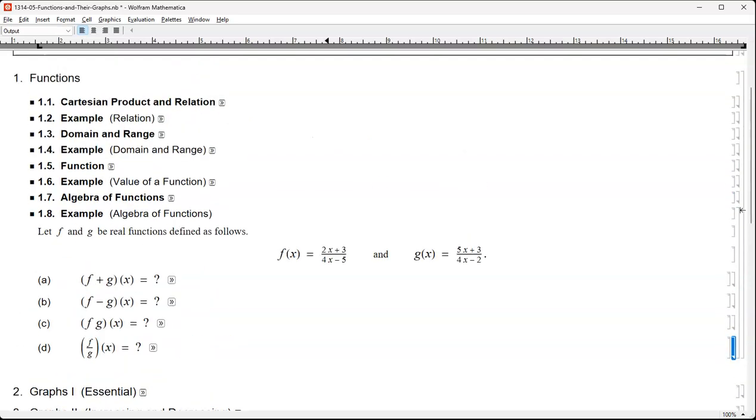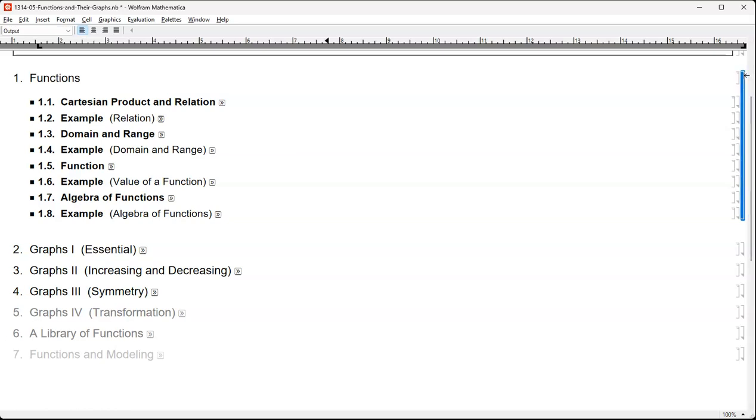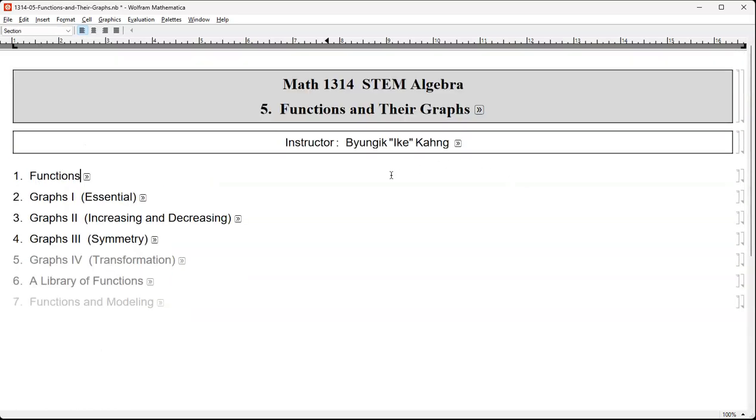That's it for algebra of functions. Simple. So only the definition of the function was hard. As for computational stuff, no big deal.